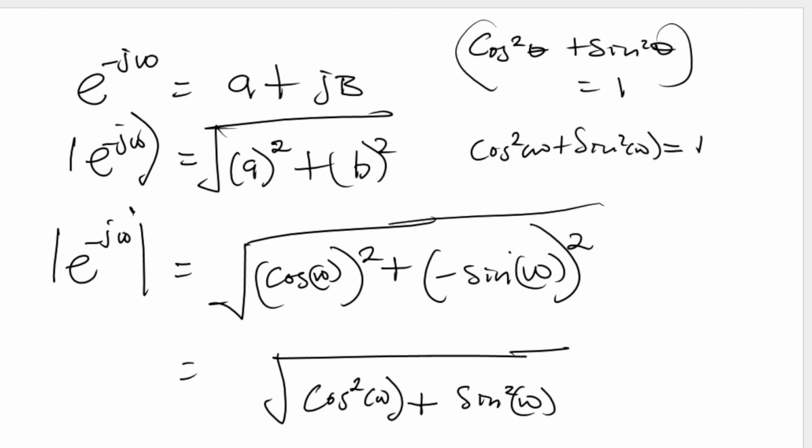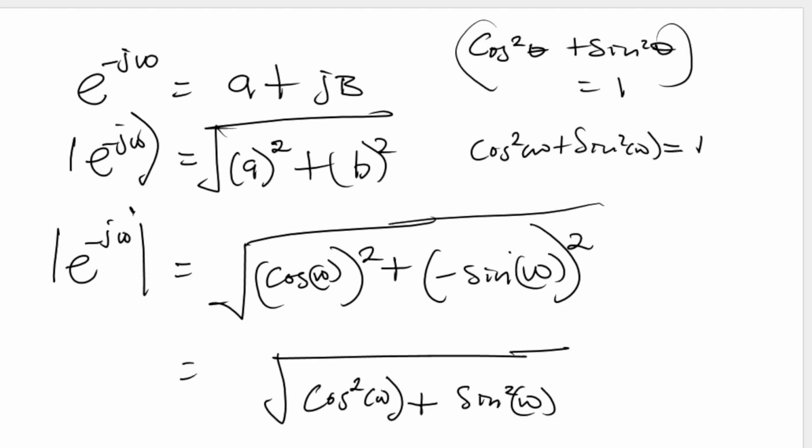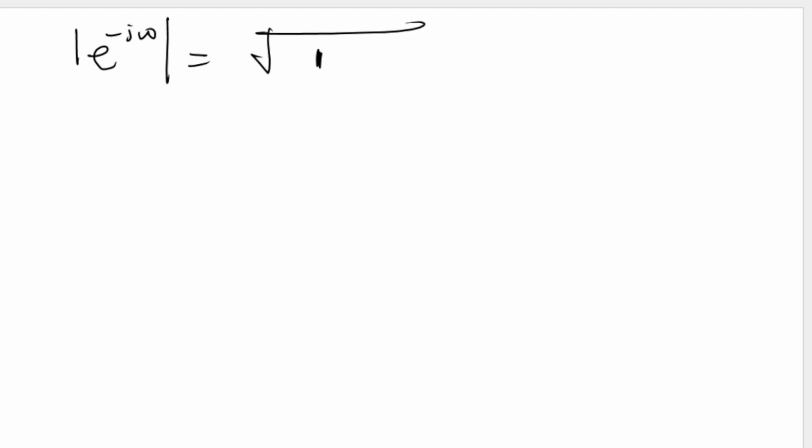So if you are taking the magnitude of your Euler's method, which is minus JW, this will be the square root of 1, because we know from our trig function that cos square W plus sine square W is equal to 1. Are we together? So we are inputting 1 in this equation here. Since we've inputted 1 here, if you take the square root of 1, this will be equal to 1. And that will be the magnitude of your Euler's method, which is exponential minus JW.